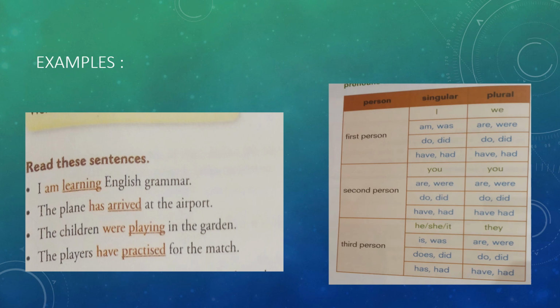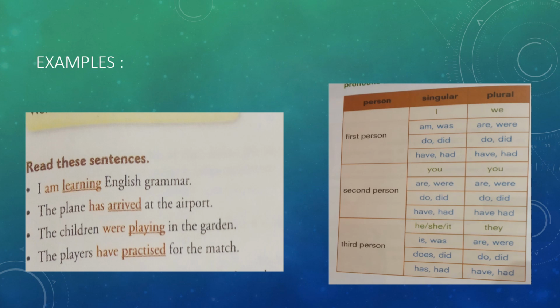Next page, here is given person, singular and plural form. First person, second person, third person. Singular I, plural we. If there is I, which helping verbs to use are given here. For we, which helping verbs you have to use are also given. If I is there: am, was, do, did, have, had. These helping verbs you have to use for a singular subject. These are the subjects only. I is a subject, we is a subject, pronouns. With we comes are, were, do, did, have, had.